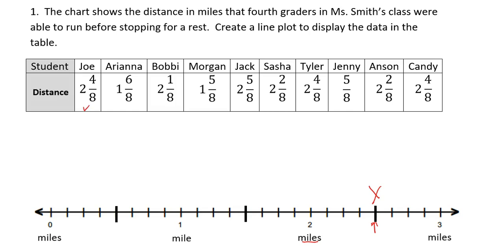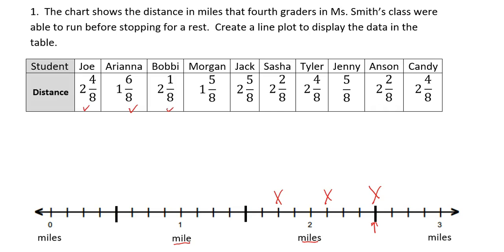Next I'll show Ariana, who ran 1 6/8 miles. Here's my 1-mile marker. Halfway would be 4/8, and so I just put an X at the 1 6/8 mark, since she did 6/8 past the 1-mile mark. Bobby ran 2 1/8 miles. So I go back to the 2-mile marker and jump over 1/8 from there.